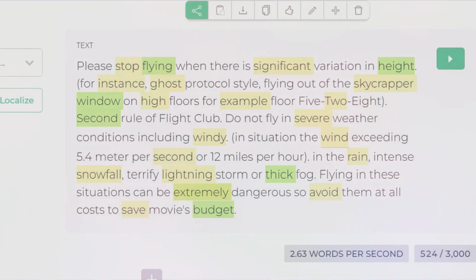Second rule of Flight Club. Do not fly in severe weather conditions including windy situations where the wind exceeds 5.4 meters per second or 12 miles per hour, in the rain, intense snowfall, terrifying lightning storms or thick fog. Flying in these situations can be extremely dangerous, so avoid them at all costs to save the movie's budget.